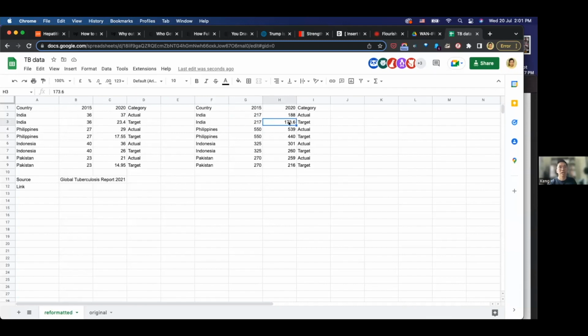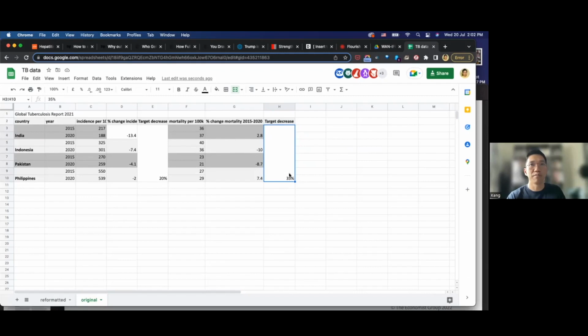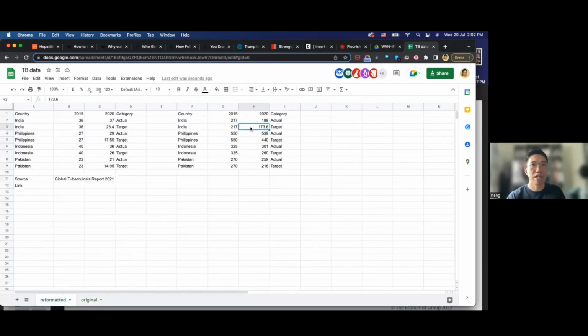This 173.6 is not available in the original data. I have to calculate it. But because I know the percentage of decrease, the WHO target, right, I can calculate it, right? So I just put, for example, I can do this times 0.65, I get the number. Oops, sorry. Right. Yeah, I hope I didn't get this wrong. Okay, but anyway, this is how you reformat the number.